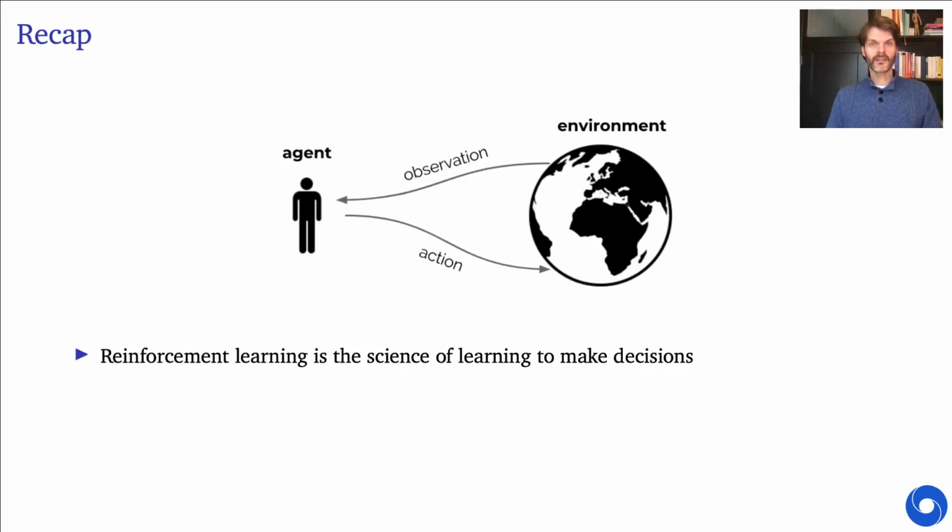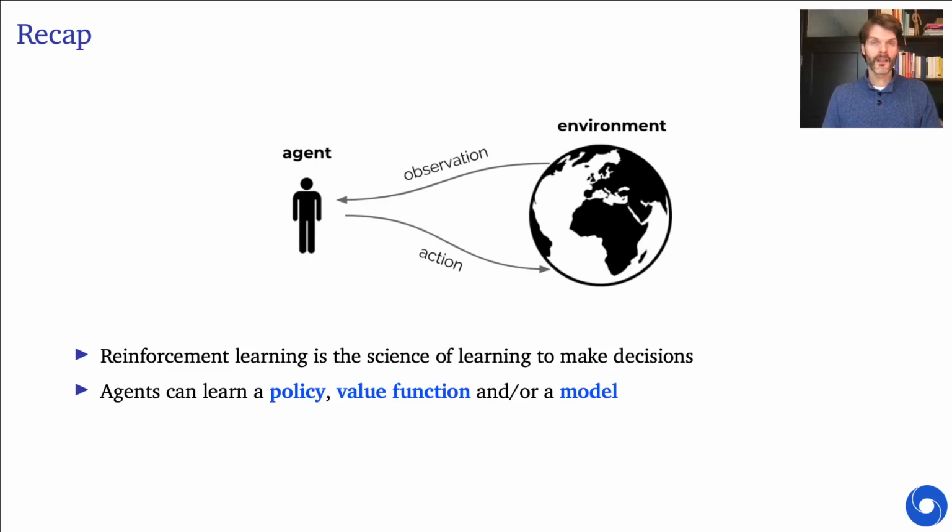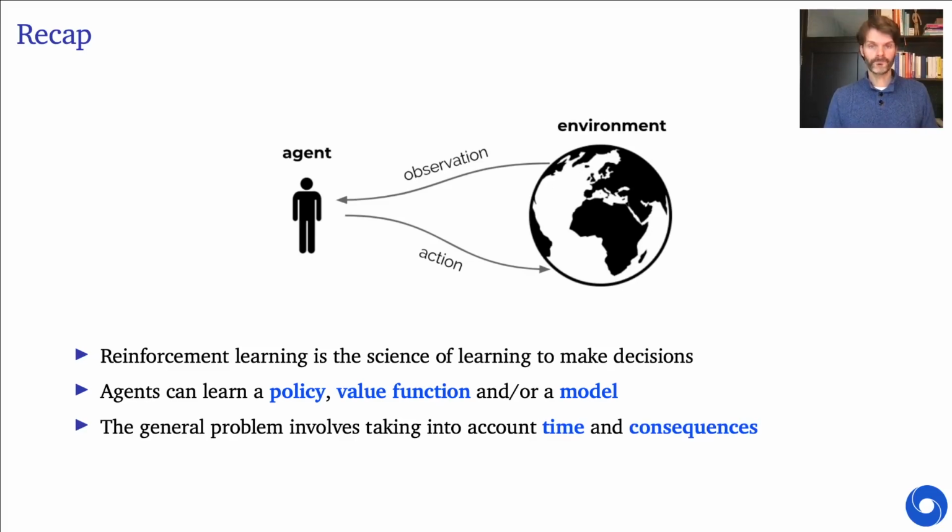Just to recap, here's the interaction loop of an agent interacting with the environment, and reinforcement learning can be taken to be the science of learning how to make decisions. The agent can internally learn a policy, a value function, and/or a model. This lecture we'll be focusing on value functions again, like last lecture. In the last lecture we were focusing on predicting value functions, and now we're going to focus on additionally using those value functions to come up with a policy. We won't yet talk about models.